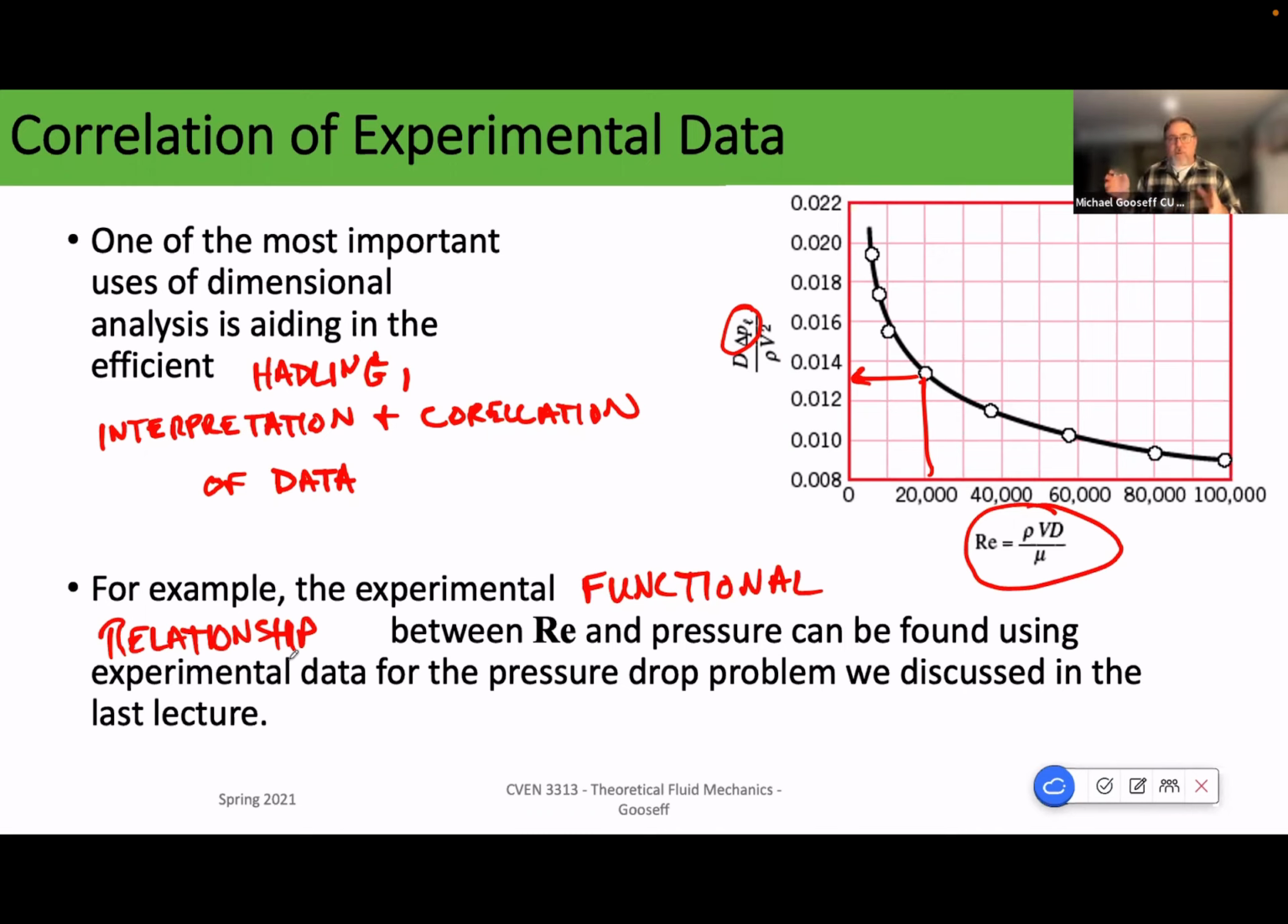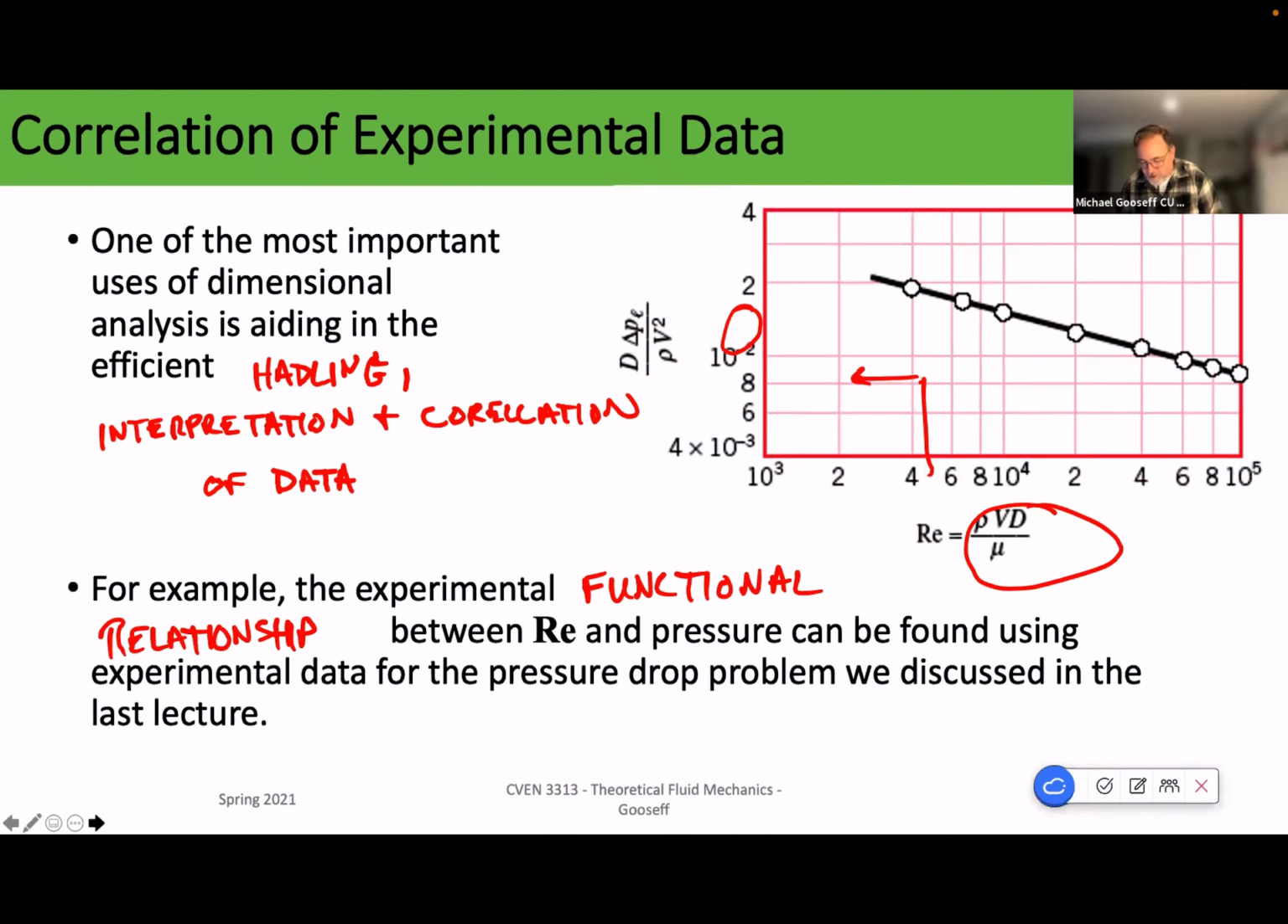And then what we're going to do is say, okay, now I've got some experimental data. We've already identified the pi groups. How do they relate to each other? So this is kind of a two-step process. Let's start the first step, because you can probably already do this fairly well by now.